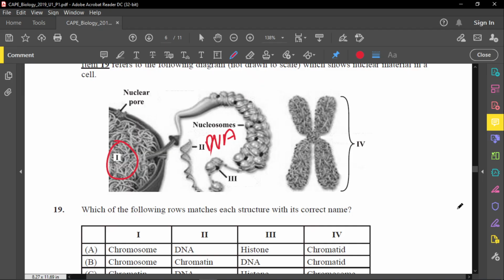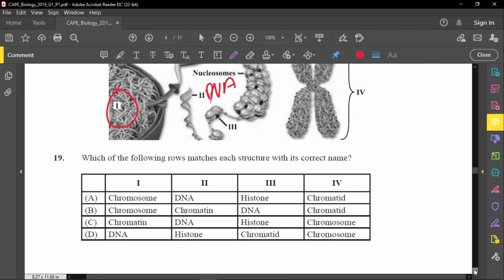Okay, so let's go to the answer now. Number 1 is chromatids, and right off the bat, that's C. 2 is DNA, 3 is histone proteins, and 4 is the chromosome. So option C is our correct answer. Let's just move on. All right, excellent.